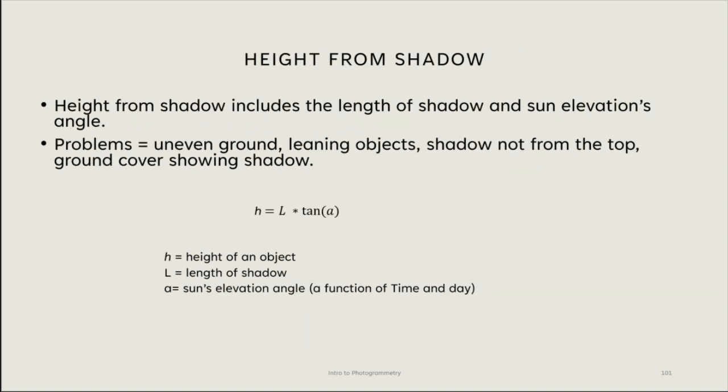So you can also determine the height from a shadow. Height from shadow uses the length of the shadow and the sun elevation angle, which we are going to look up. Some problems with this are uneven ground, a leaning object, shadows not from the top, ground cover showing shadow, things of that nature. But the equation is height equals length of shadow times the tangent of the sun's elevation angle, which we can look up online for a specific date and time.